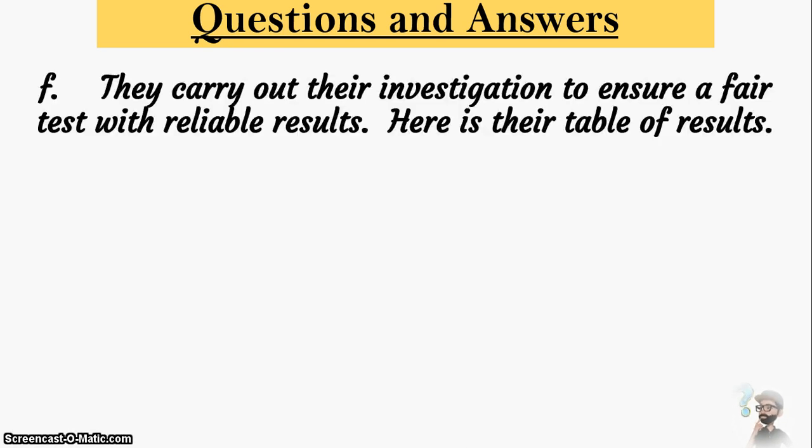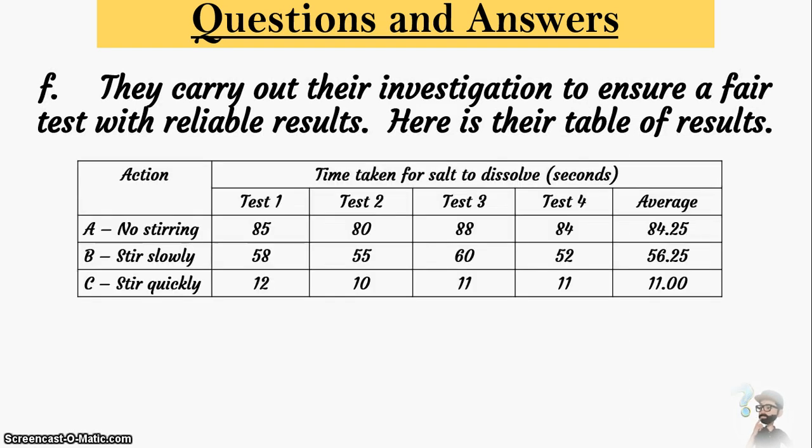F says they carry out their investigation to ensure a fair test with reliable results. Here is the table of results. Study this table closely. No stirring: see the time it takes, very high. Stirring slowly: high but lower than no stirring. And stirring quickly: low. And look at the average. You add tests 1 to 4, divide by 4, and you get each of those.